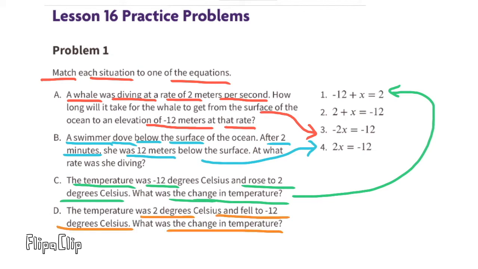D. The temperature was 2 degrees Celsius and fell to -12 degrees Celsius. What was the change in temperature? We're looking for an equation that represents a temperature starting at 2 degrees, then falling an unknown amount and becoming -12 degrees. Remember, x could be a negative number. Even though you're adding x, you could be adding a negative. So equation number 2 is a perfect match for situation D.